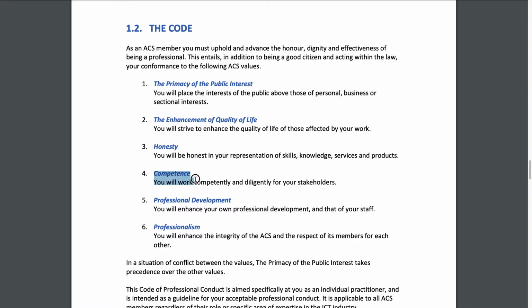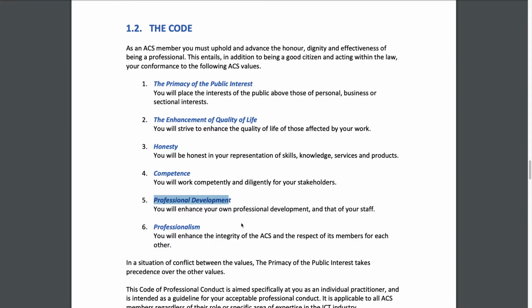The 4th is competency. Okay? This is about making sure that you're working hard, working consistently, diligently, and competently for the people you work for. So if you work for a company, lots of IT people work remotely and no one's really able to see what they're doing. Instead of just sitting there eating cheesels and playing PlayStation when you're meant to be working, you're expected to make sure you are working diligently for your company. They are paying you to work, you should be working.